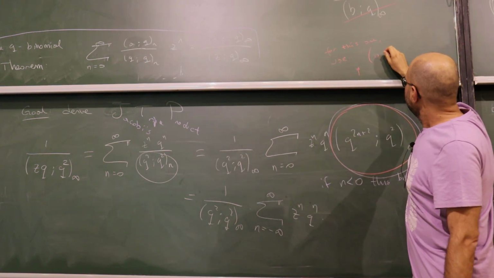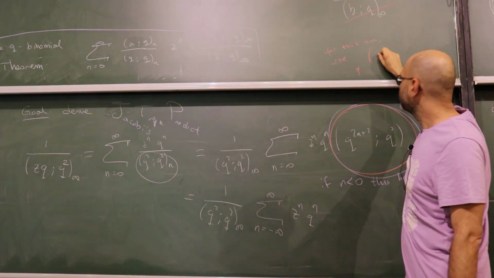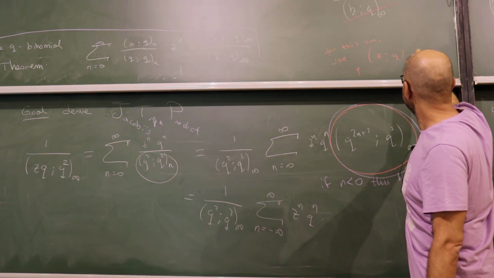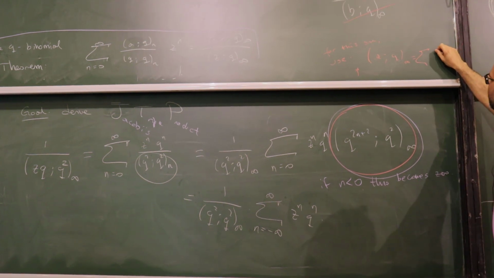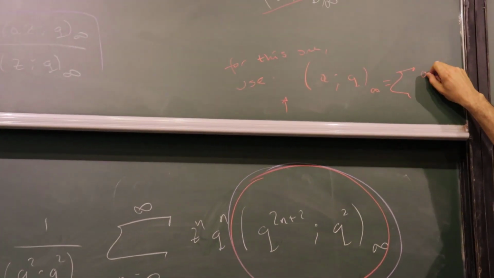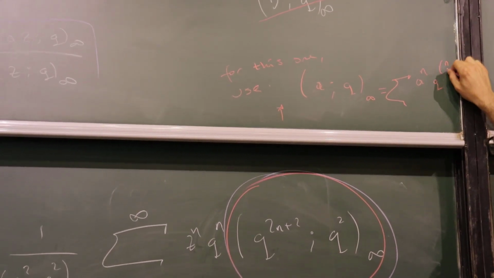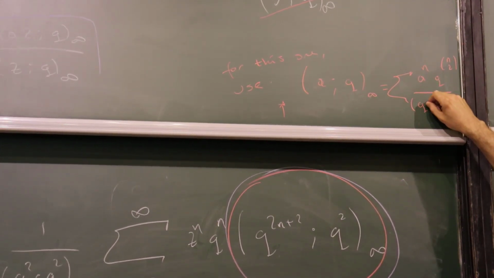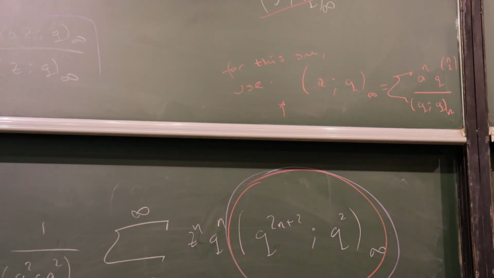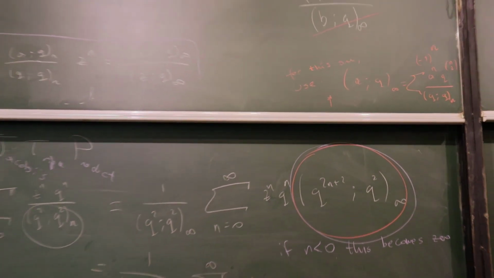Let's remember, A, did we call it A? Whatever. A q sub infinity is A to n, q to n choose 2 divided by q sub n. Did I write it correctly? There's a negative power as well. I think we are good. Yes, yes.